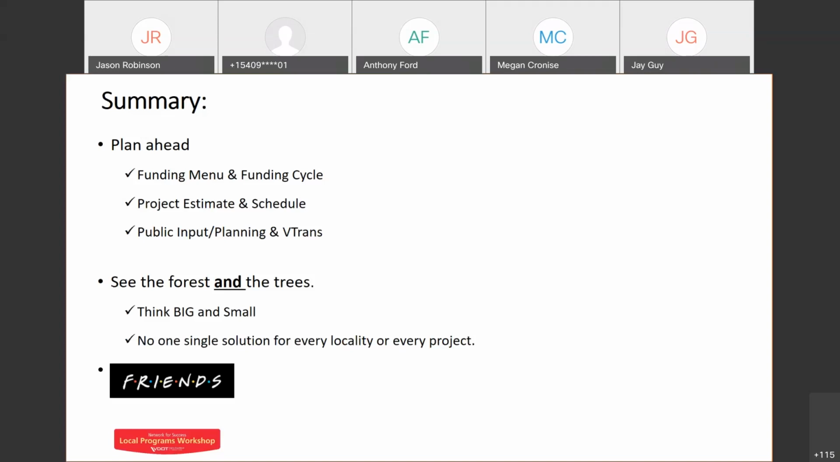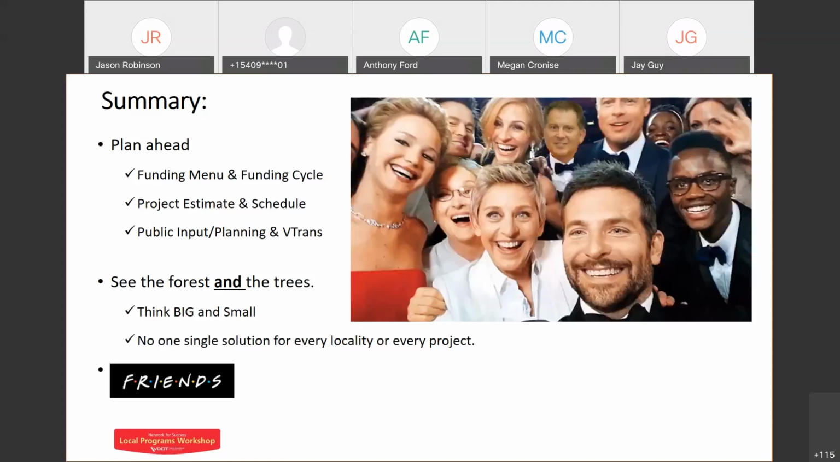And then lean on your friends, friends at VDOT, friends at the regional entities. Make sure you're crowdsourcing the components of your project. And then if you've got any rich uncles, like I mentioned, particularly that guy in the middle, keep him in the loop. Keep VDOT and LAD involved as you're developing your projects so that we can all assist you.